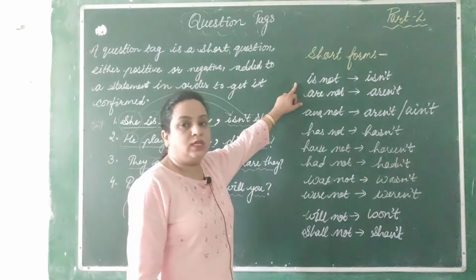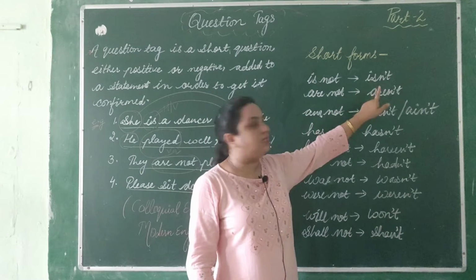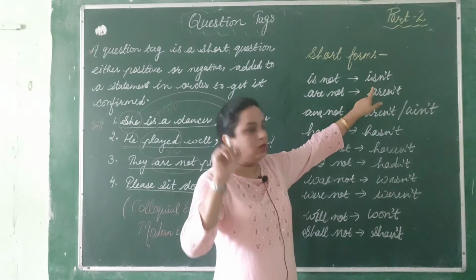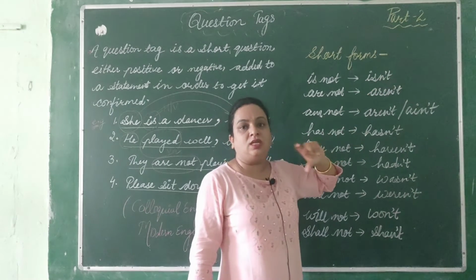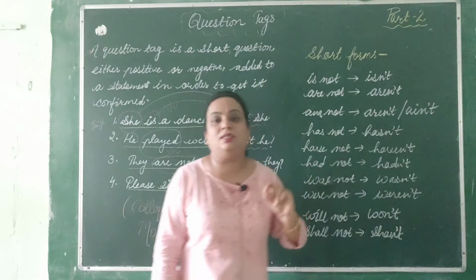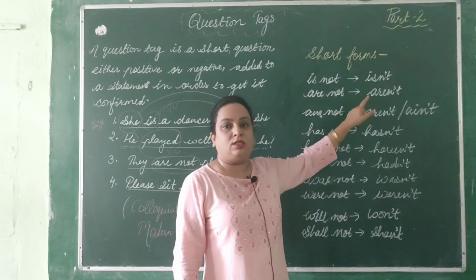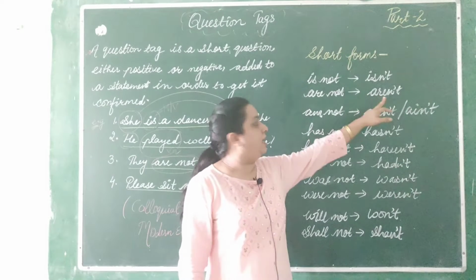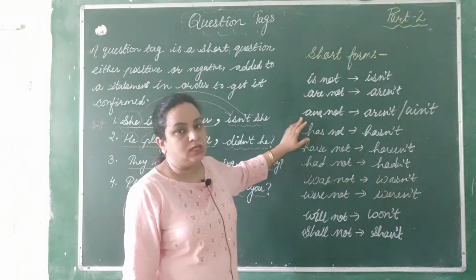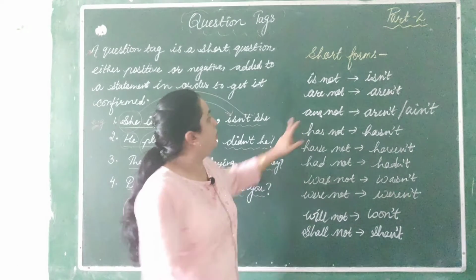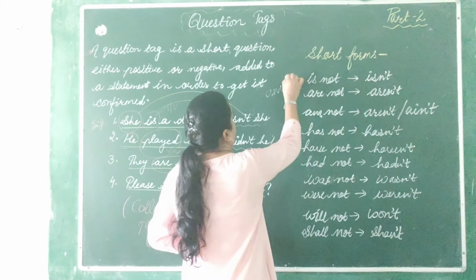Okay, so first, what is the short form of is not? How to write it: ISN, then apostrophe, and then T. Isn't. How to speak? Isn't. Are not. Aren't. ARE N, then apostrophe and then T. Am not. See, am not you cannot write down like this, AM and then N and then T, something like that.